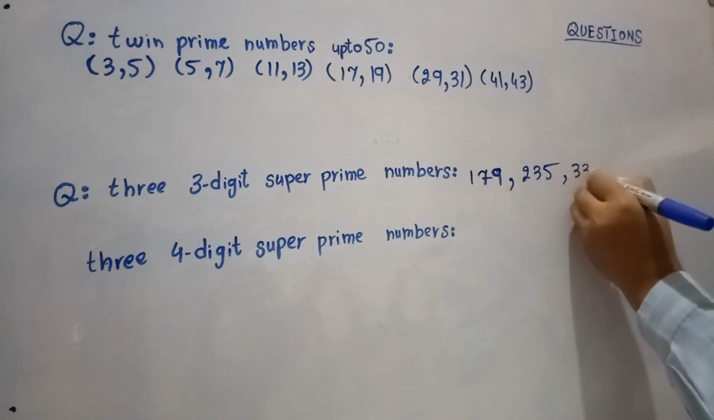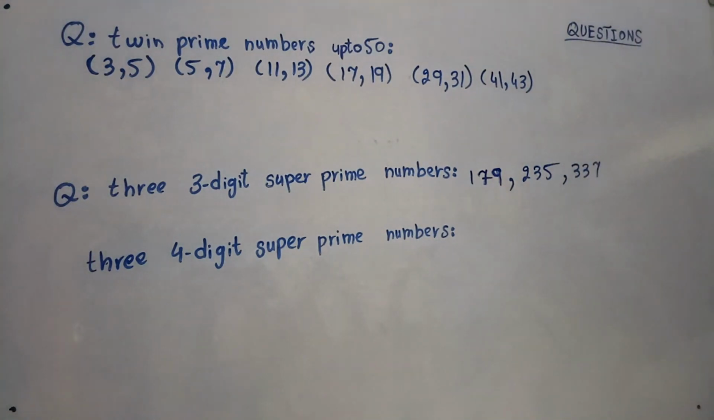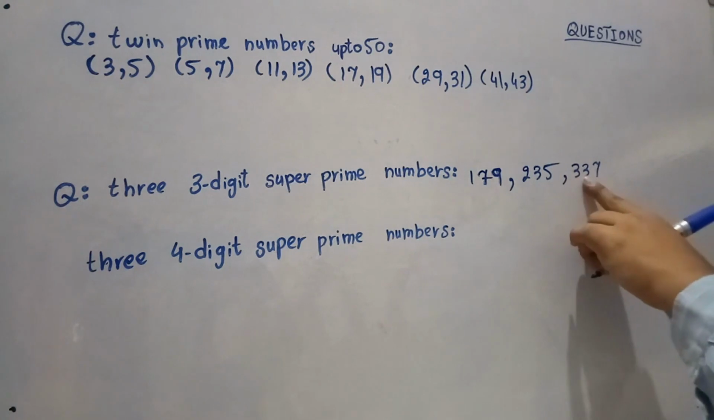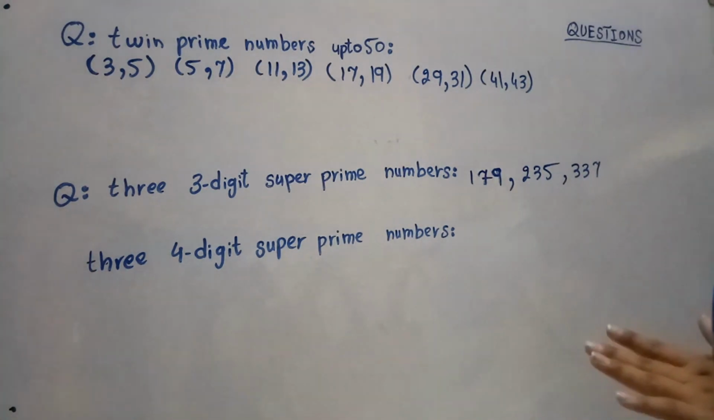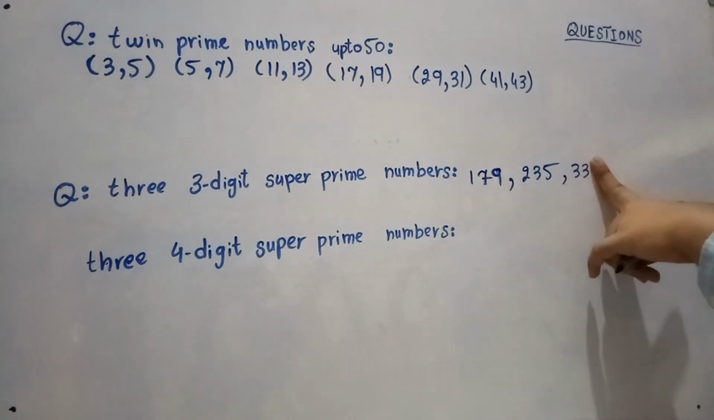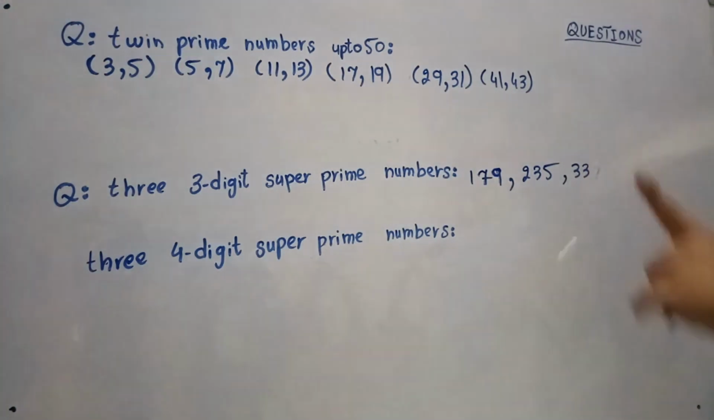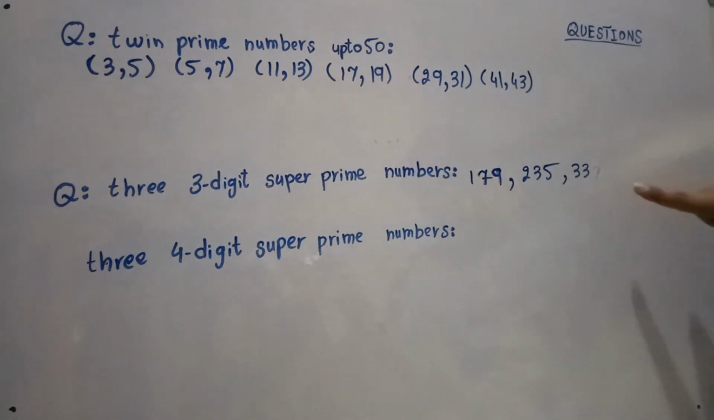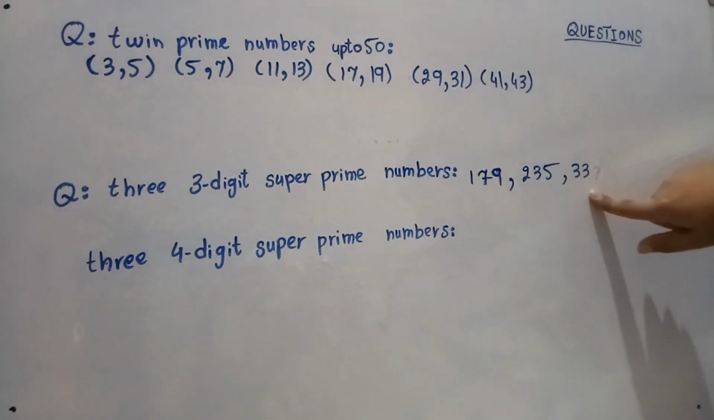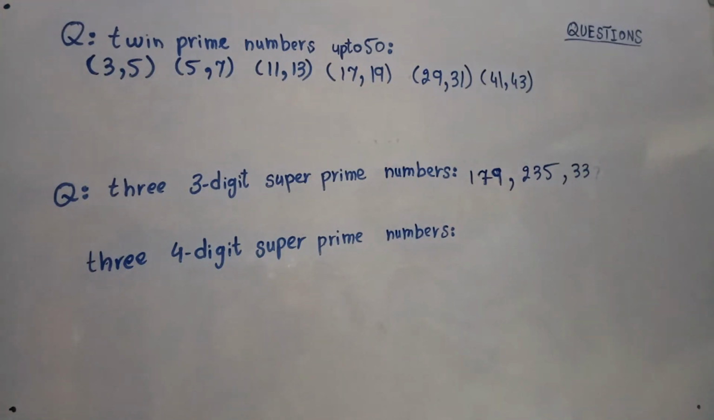Now 337, it's also a super prime number, because if I remove... I made a mistake here. 337 is not a super prime number. Okay, why? Because if I remove 7 from here, we are only left with 33. 33 is not a prime number. So we need a prime number here. So let me remove it, and let me write the correct prime number.